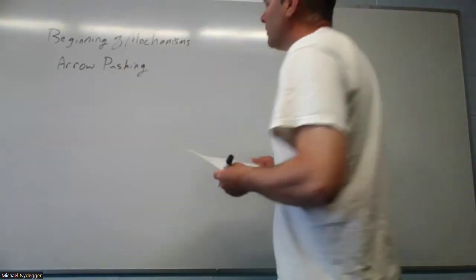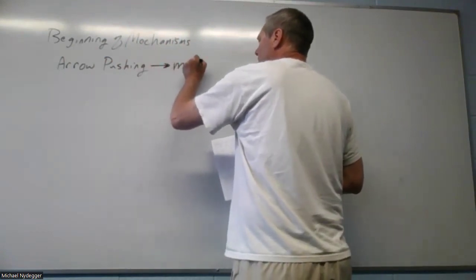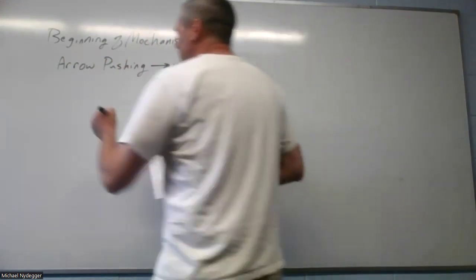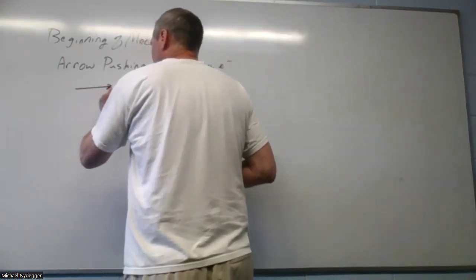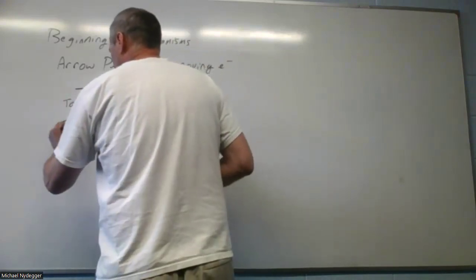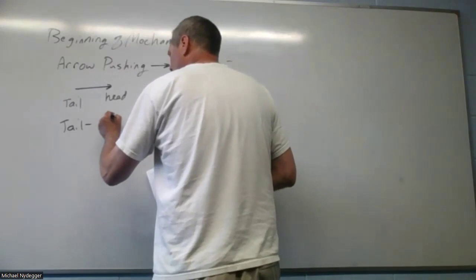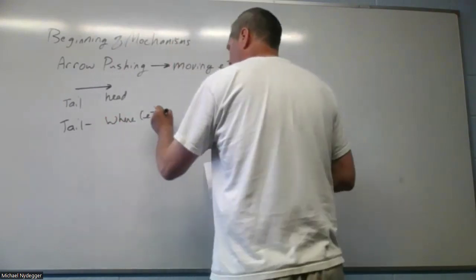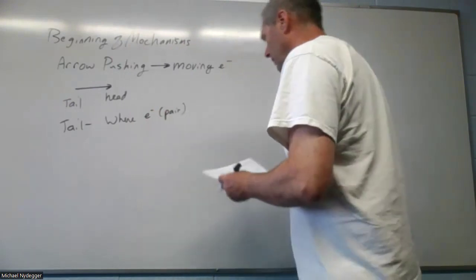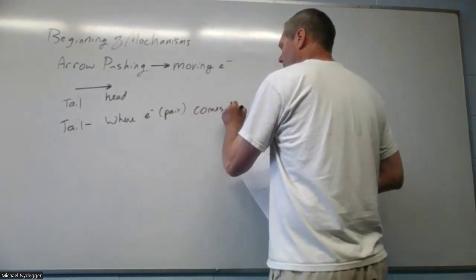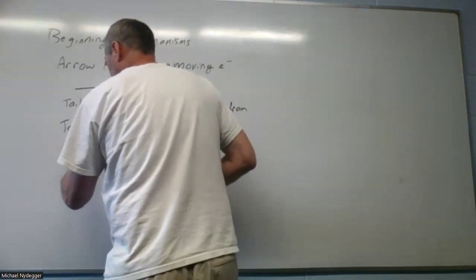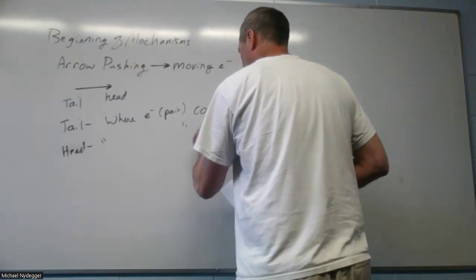It sounds kind of silly, and all this simply is we're just moving electrons. And as in most arrows, you're going to have a head and then you have a tail, right? And obviously the tail is where the electron pair comes from. Then the head is where the electron pair goes.